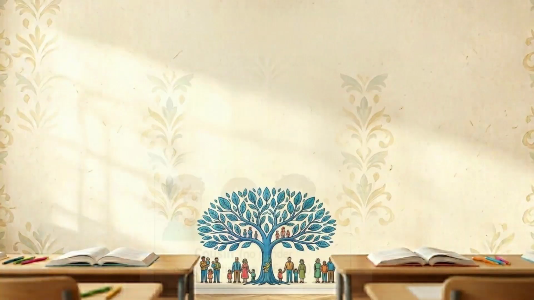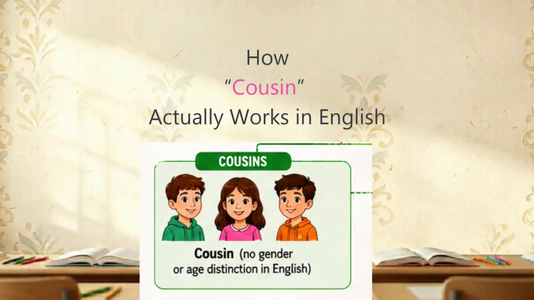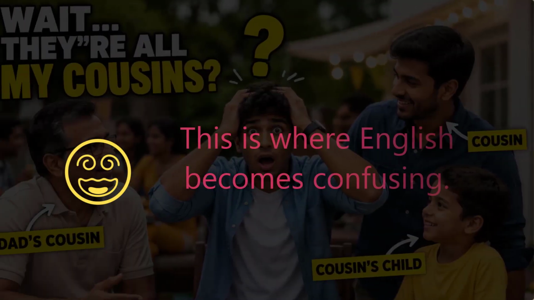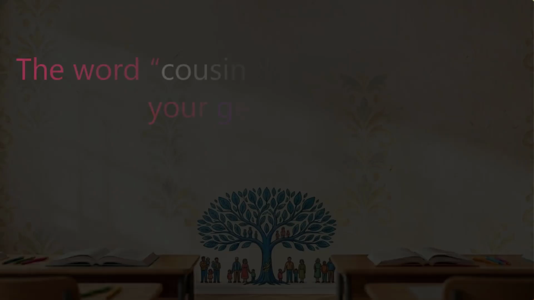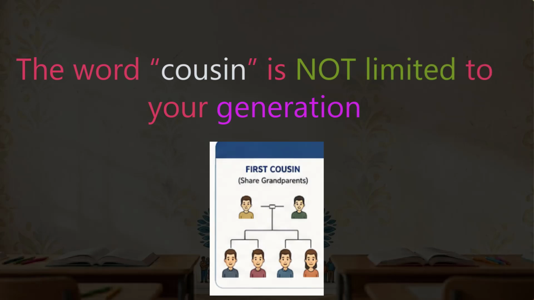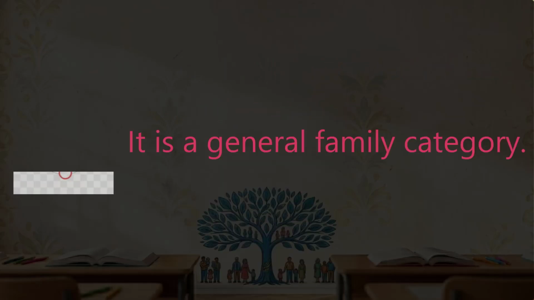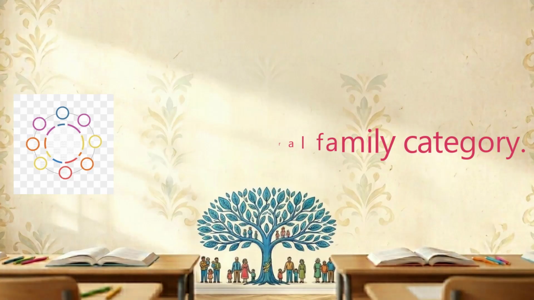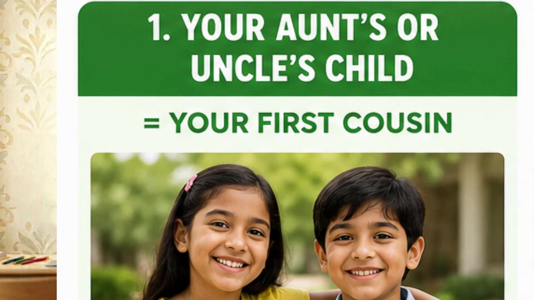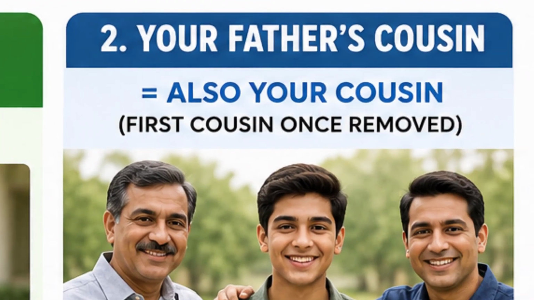Important. How cousin actually works in English. This is where English becomes confusing. The word cousin is not limited to your generation. It is a general family category. For example, your aunt's or uncle's child is your first cousin. Your father's cousin, also your cousin, but technically your first cousin once removed.